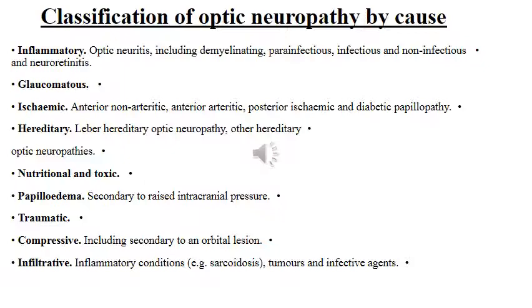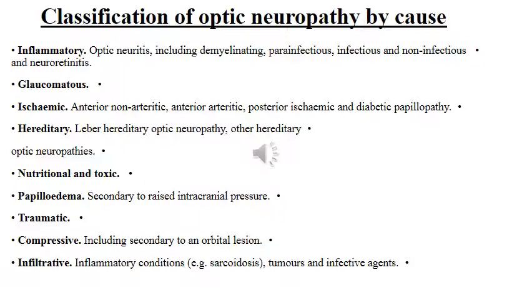It can be divided simply into inflammatory, glaucomatous, ischemic, hereditary, nutritional, papilloedema, traumatic, compressive and infiltrative. The inflammatory, glaucomatous and papilloedema are the main discussion in our lecture today. Inflammatory optic neuropathy includes optic neuritis and neuroretinitis.